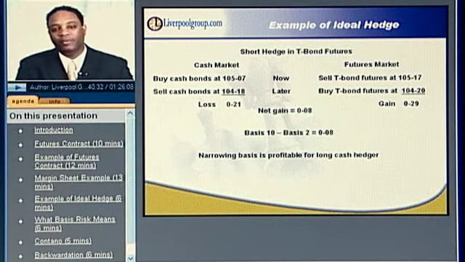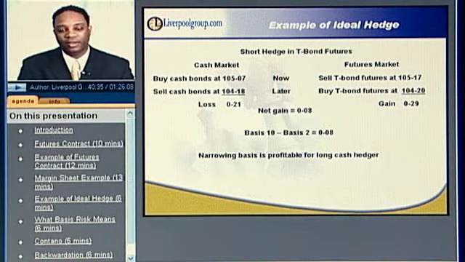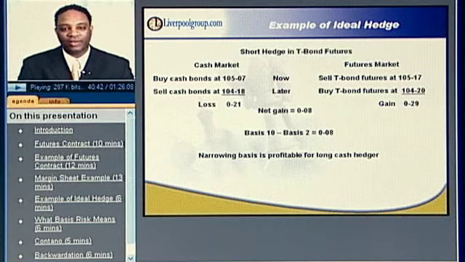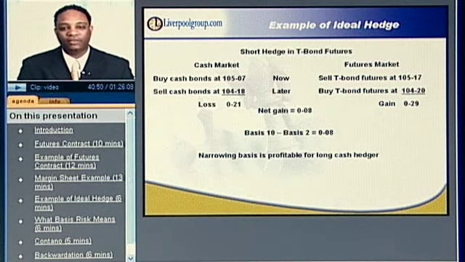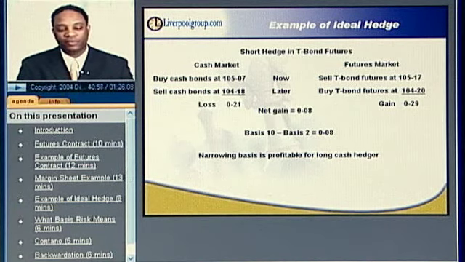Now in our first example, we have a short hedge in T-bonds. T-bonds are treasury bonds, and we're looking at a very basic scenario of an ideal hedge for a company. There's the cash market and the futures market. They buy the cash bonds, maybe anticipating in the future they're going to sell them at a higher rate or whatever the case may be. But they buy the cash bonds at 105.07.